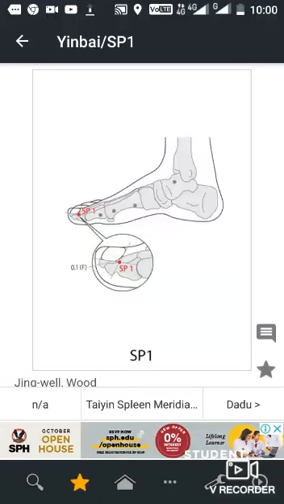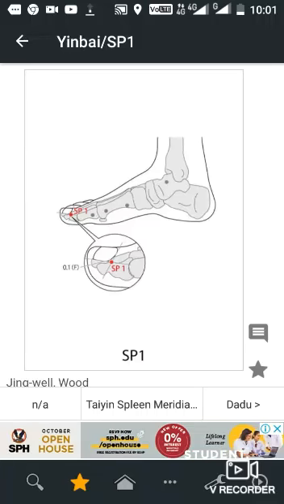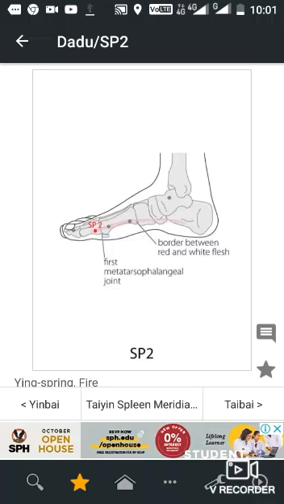Next meridian point is spleen meridian. Location: spleen 1. On the medial side of the big toe, about 0.1 inches posterior to the corner of the nail. Next, spleen 2.